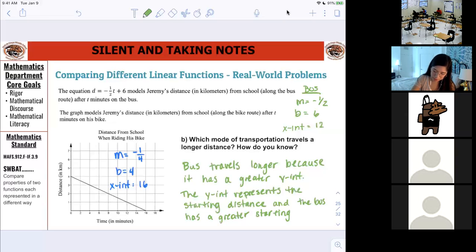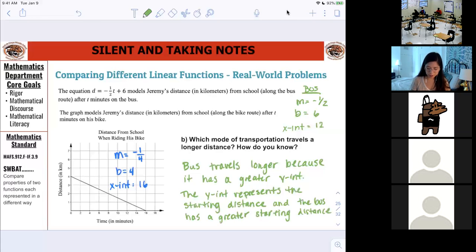Maybe, I don't know, maybe his bus stop is farther away. Maybe the bus route is just longer because it has to take more turns. Who knows? But either way, the bus has to start from 6 kilometers, whereas the bike is only 4 kilometers away. So the bus has to travel a longer distance. Questions on this one? See how we're putting it all together? Like these numbers actually mean something to us. So it helps us to answer questions about the actual situation.